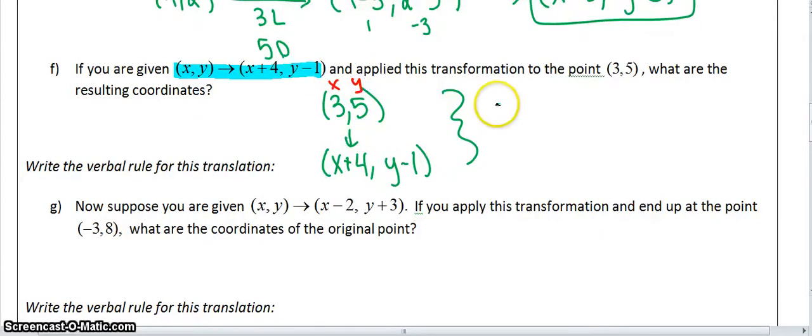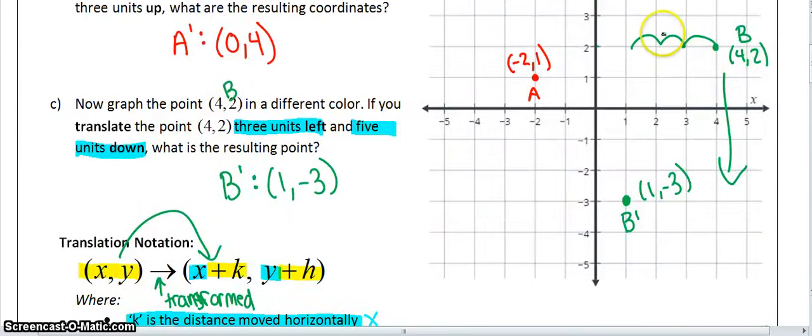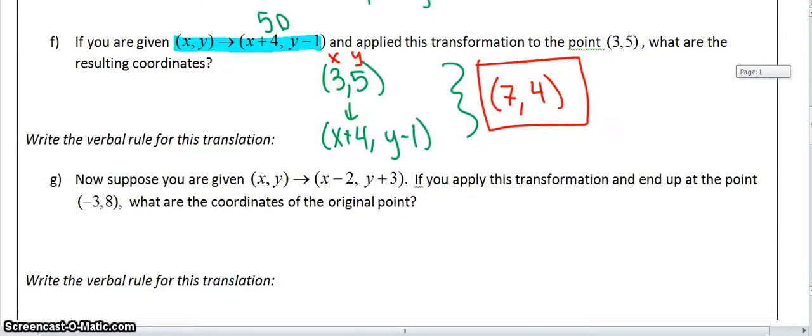Okay, so my x-coordinate is 3. If I add 4, I get 7. Taking my y-coordinate, I'm subtracting 1. My y-coordinate is 5. 5 minus 1 is 4. So you can also get the transformed point without just moving around on the coordinate plane. You can get a picture if you want, though.